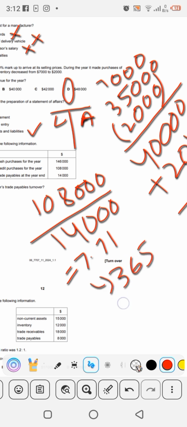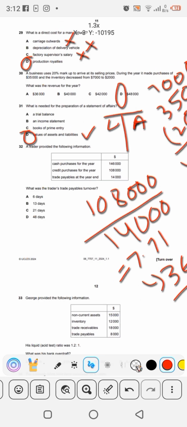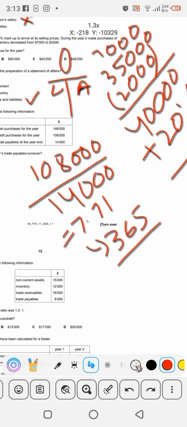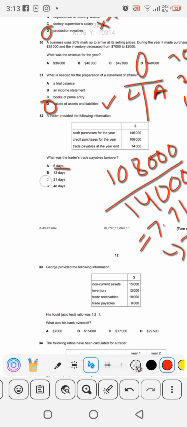Then because it is required to give it in days, we will divide 365 with 7.71, which will give us 47.3 something, and we will round it upwards because it has to be given in days, not in decimal points. So the answer will be part D, 48 days.